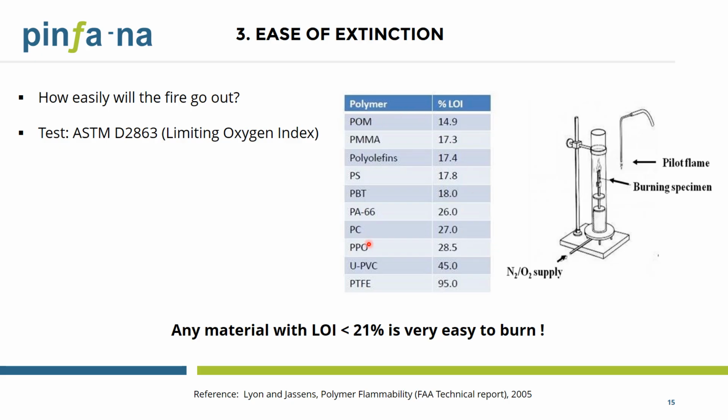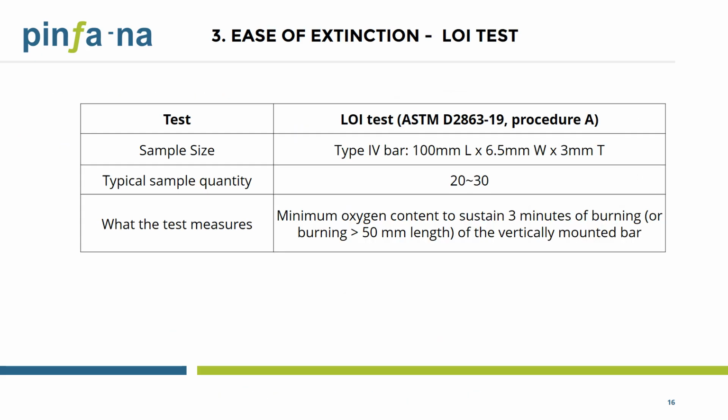A list of LOI numbers of common thermoplastic polymers is shown here. The higher the LOI is, the easier the extinction occurs for a specific material. This table is a brief summary of a typical requirement of LOI sample dimensions and the quantity as needed, and what the test measures. Then we'll look at a short video of the LOI test next.